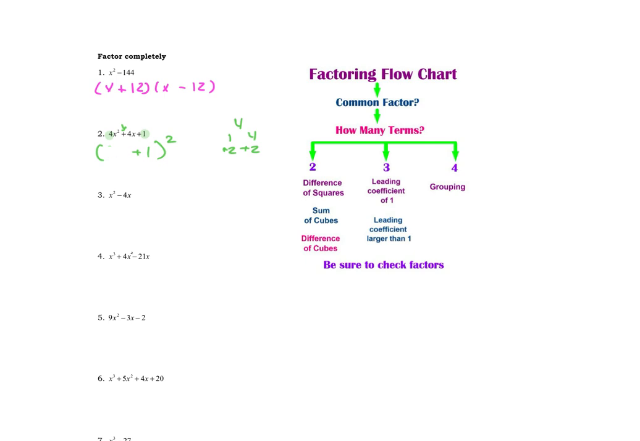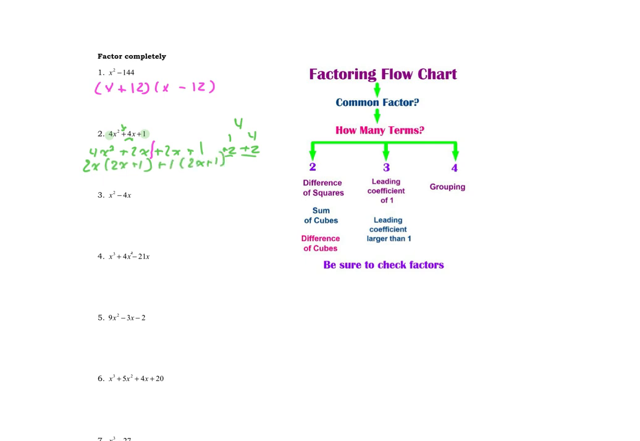Now, if you don't recognize that, and that's okay, I can split the middle. I can take that 4x and split it into the 2x and 2x. So 4x squared plus 2x plus 2x plus 1. Now I'm going to factor by grouping. So now, I look for a common factor between the first two. It's a 2x. Divide it out, and I'm left with 2x plus 1. Bring down that plus. Nothing in common, so I always write a 1.